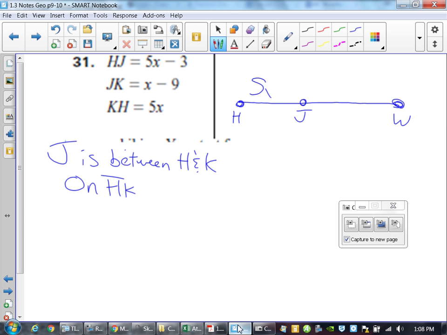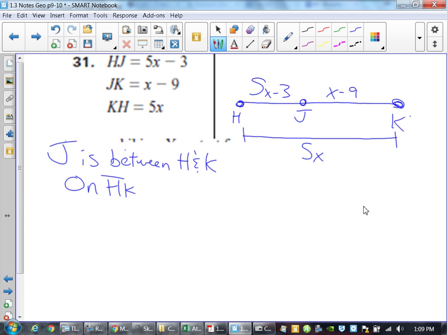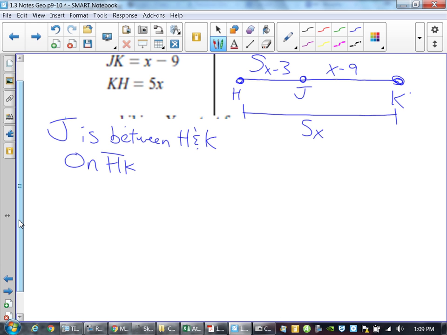5x minus 3 and x minus 9. So as you do this, we know that small segment plus small segment has to equal the whole segment. It's just a matter of piecing it back together algebraically. Now, I had a lot of people freaking out with this algebra again last hour. I don't know why. You forgot? Probably.